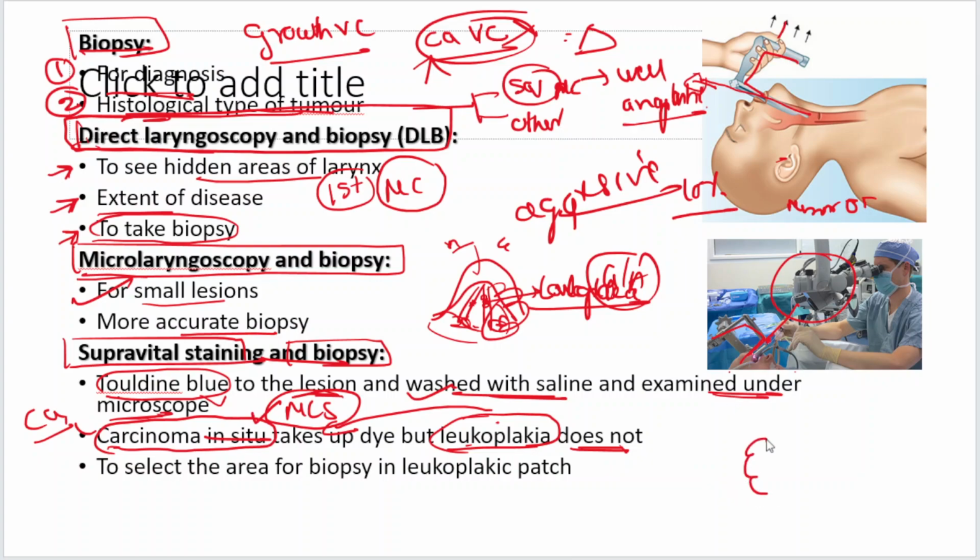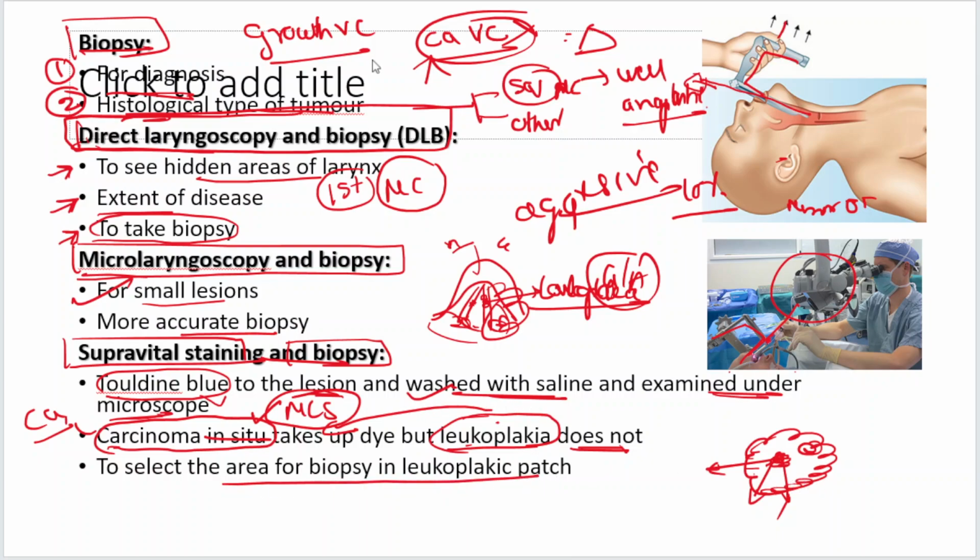toluidine blue. Suppose this is the leukoplakic patch. It appears white in color, a thick white patch. But only this part has taken up the toluidine blue dye. So this is where you have to take the biopsy. If you take a biopsy from here, it's going to come as leukoplakia. If you take it from here, it's going to come as carcinoma in situ. So you can select the area for biopsy in a leukoplakic patch.